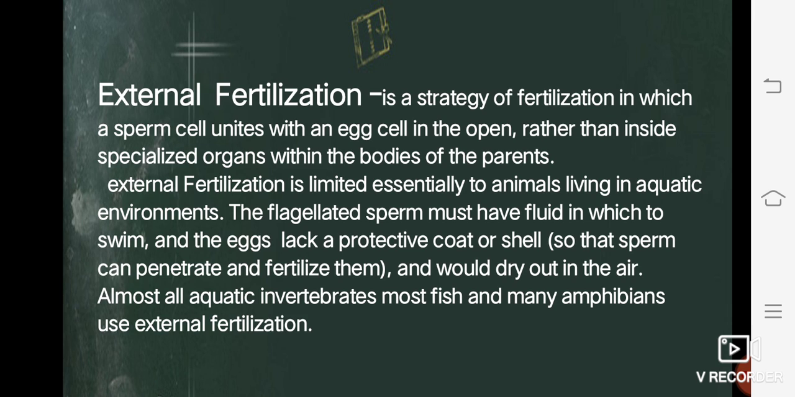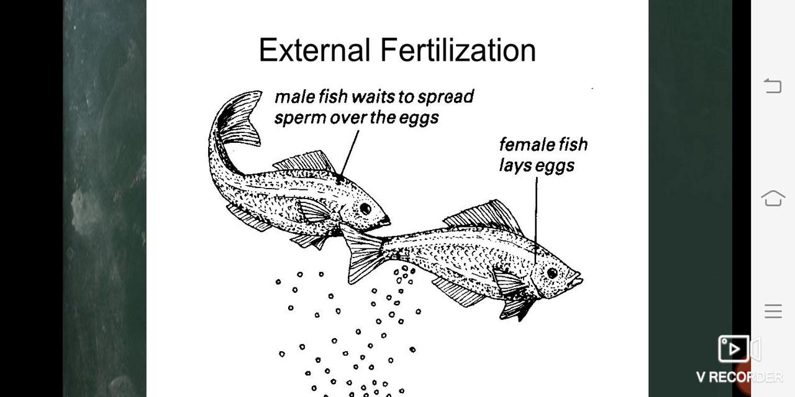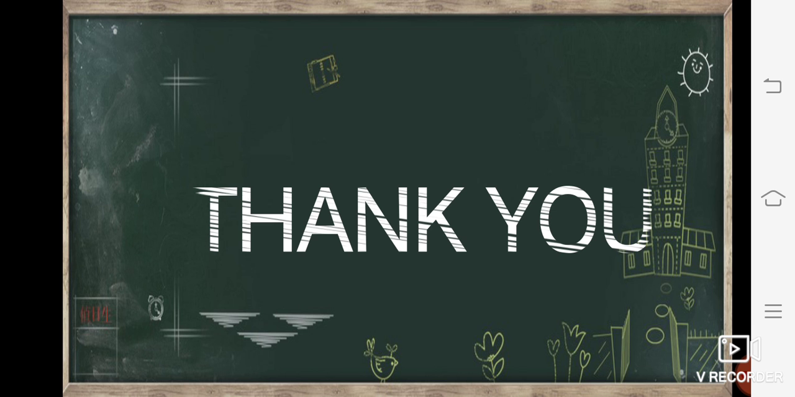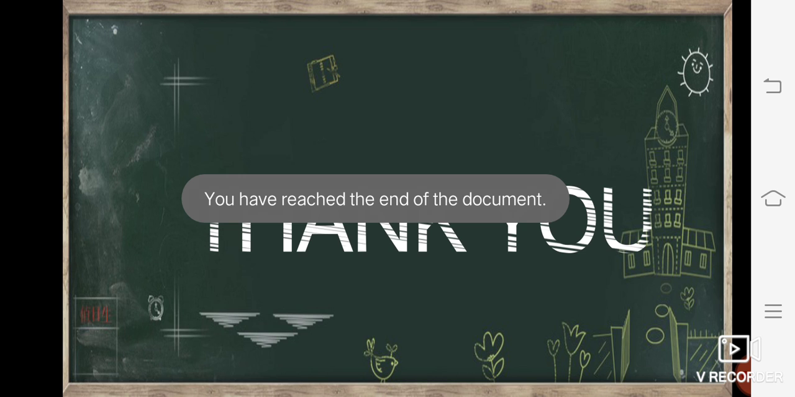Almost all aquatic invertebrates, most fish, and many amphibians use external fertilization. Example of external fertilization is fish. We can see that the male fish waits to spread the sperm over the eggs, and the female fish lays eggs. External fertilization occurs outside of the female parent. Examples are fish, amphibians, and aquatic vertebrates. And that's all. Thank you.